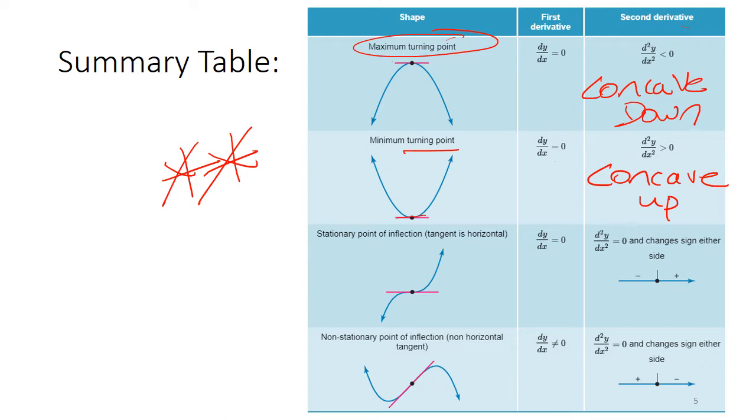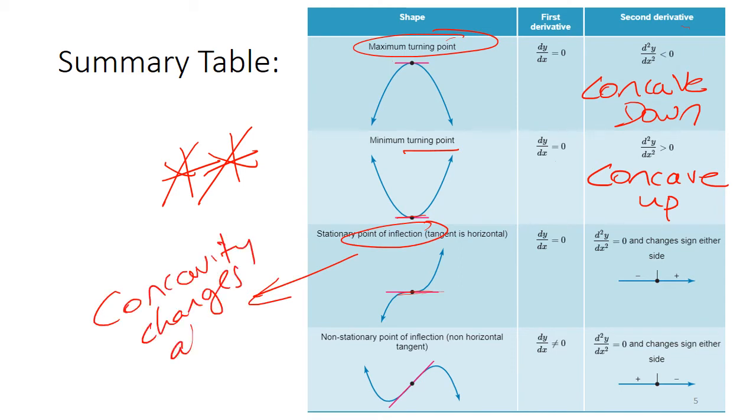Now we look at the stationary point of inflection. The tangent is horizontal. If we look at the gradient at this point, it is 0. So what does the point of inflection mean? It means the concavity changes at this point. A stationary point of inflection is where the concavity changes. So this curve changed from concaving down to concaving up.